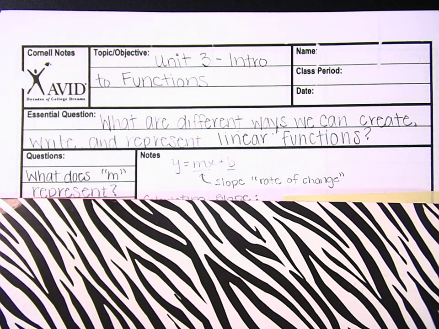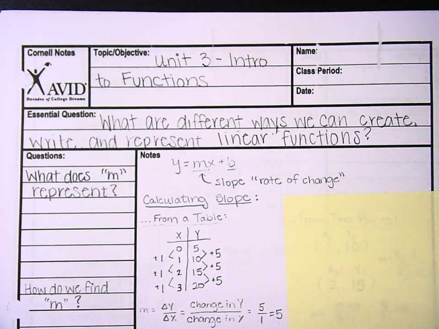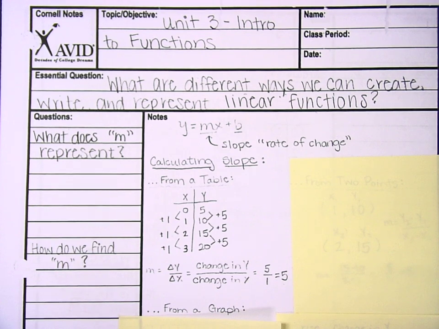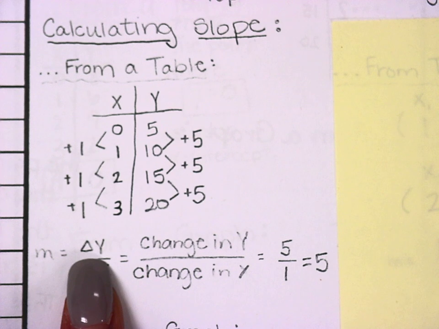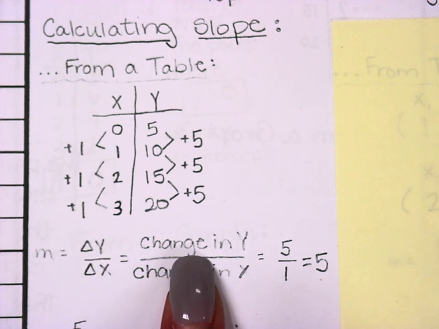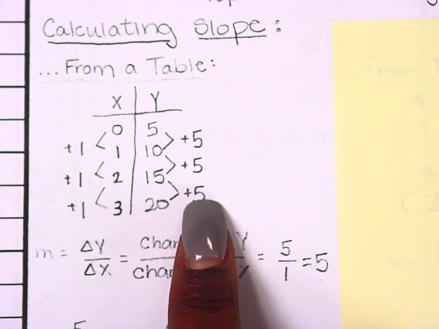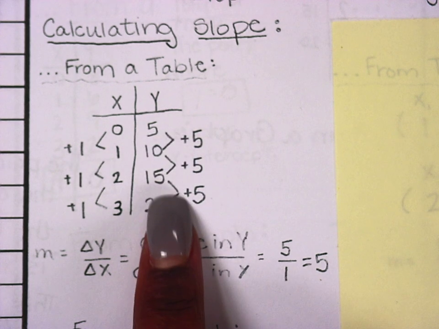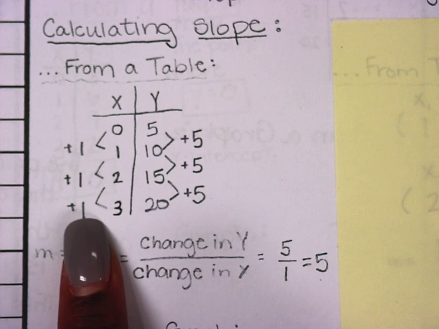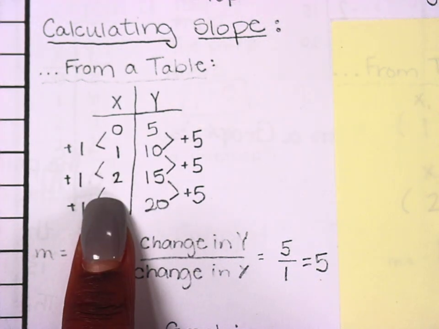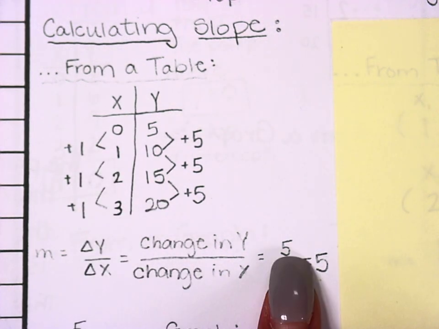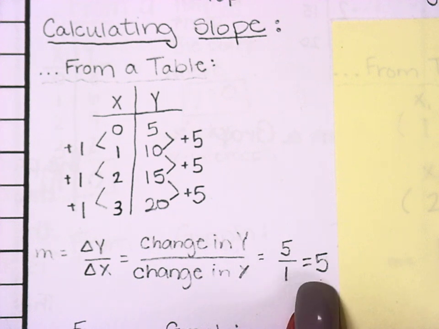There's many different ways we can find slope. One way is finding slope on a table. So when you find slope on a table, you are looking to see what delta y over delta x is, or the change in y over the change in x. This example will be explained in another video, but our change in y here on this problem is 5. We are going up by 5 each time, so plus 5. Our change in x is 1 because we are going up by 1 each time. So our slope for this problem would be 5 over 1, which is just 5.